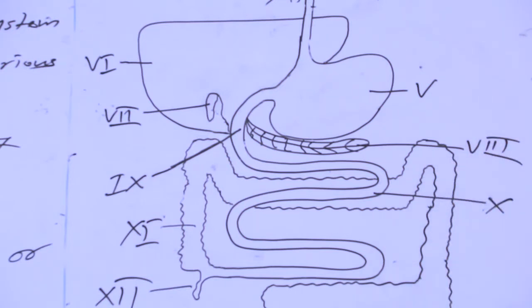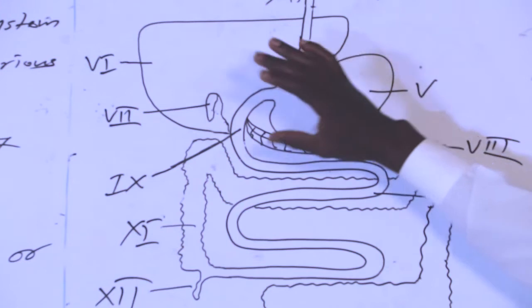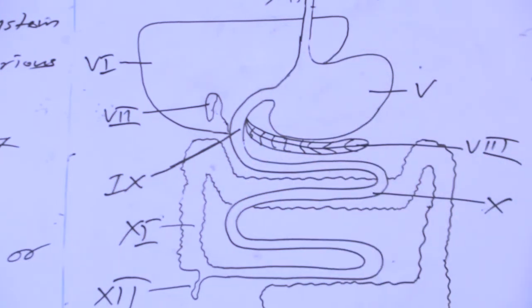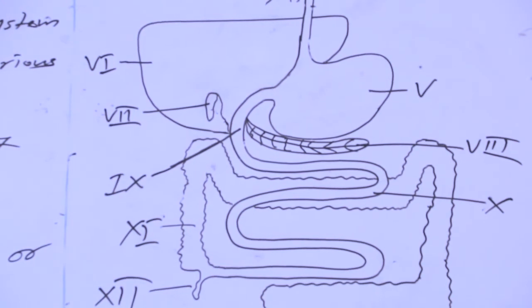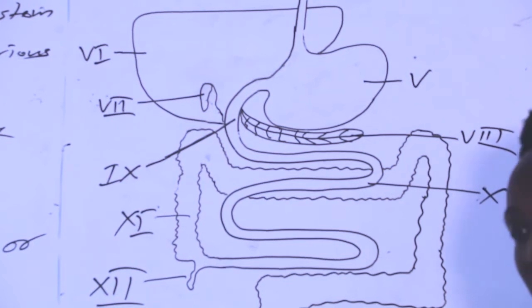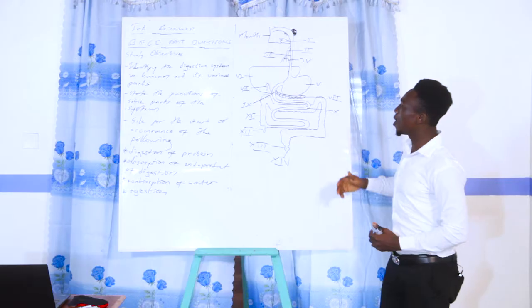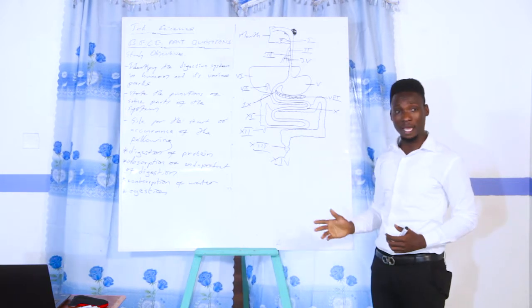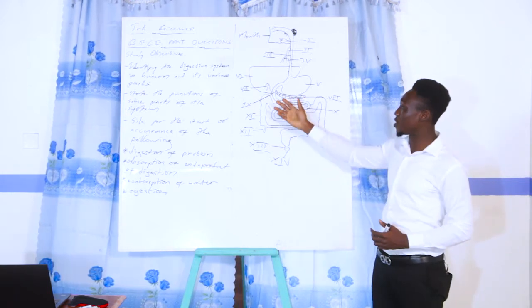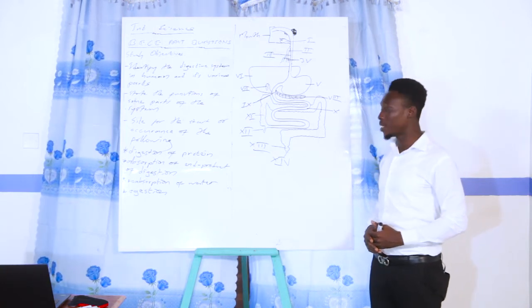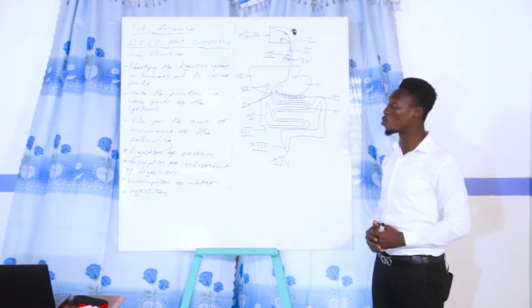Then IX is identified as the duodenum, that is IX, okay? Then X is identified as small intestine. Now you may be having a question like, that of IX and X appears to be the same. So how come we are referring to IX as duodenum and that of X as small intestine? That is a reasonable question.